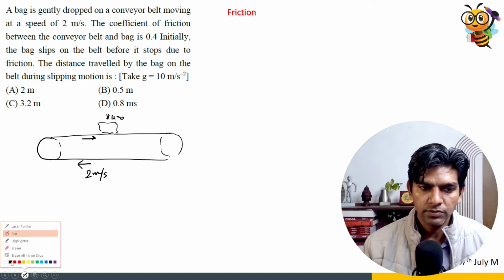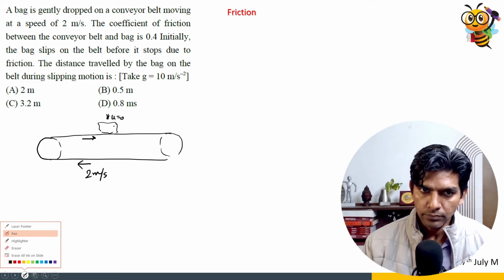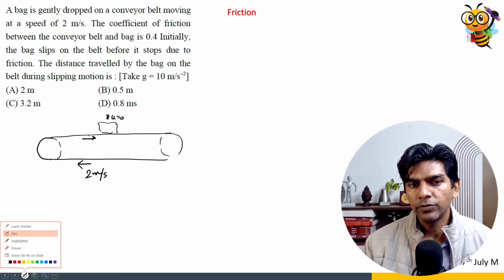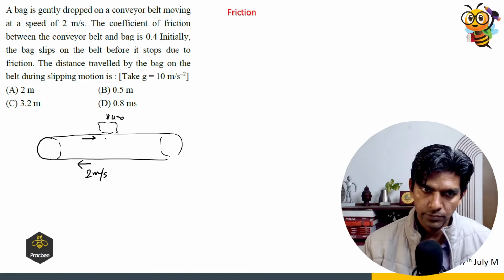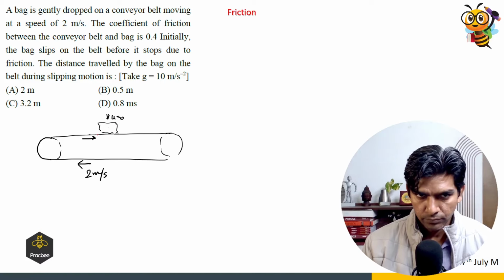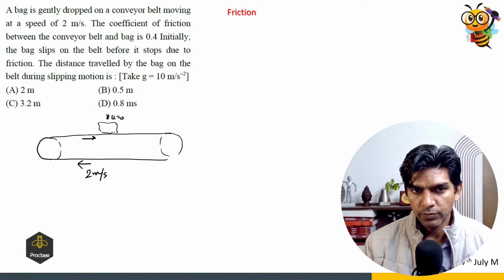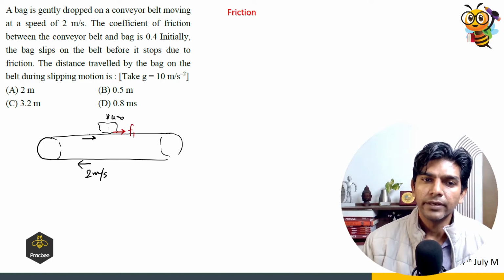So what is the direction of slipping? With respect to the conveyor belt, the bag is going in the backward direction, in the left direction, right? So the frictional force must be acting in the forward direction, and this frictional force will be kinetic.